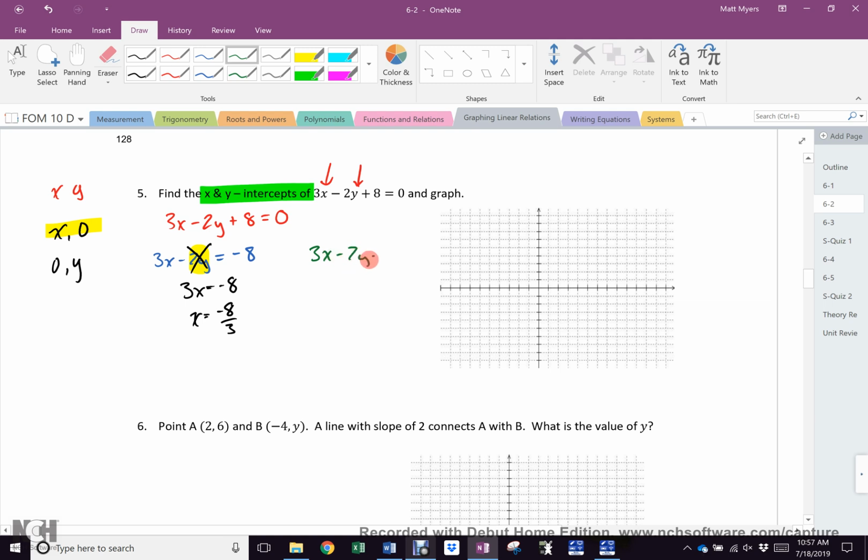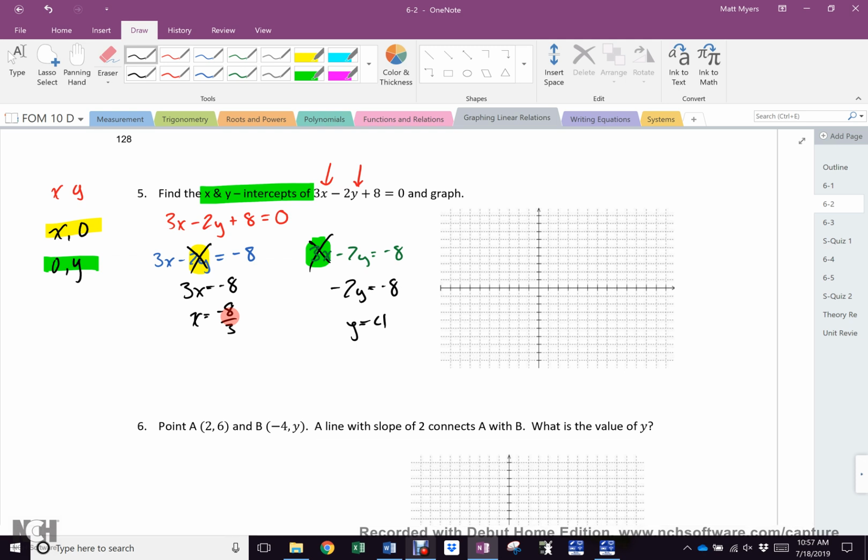3x minus 2y equals negative 8. What happens when I'm doing this? What happens to the x? What happens to that? It disappears. So I get negative 2y equals negative 8 and y equals 4. Now, as soon as I got that fraction, should I run over here and put it on the graph? No, because it's a fraction.